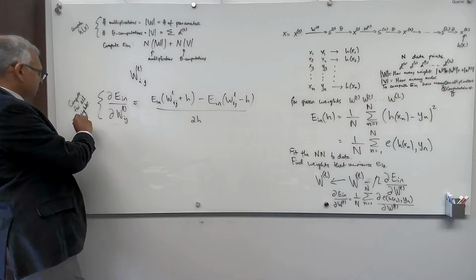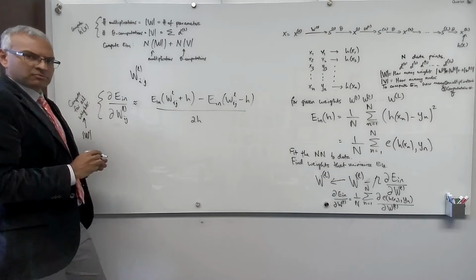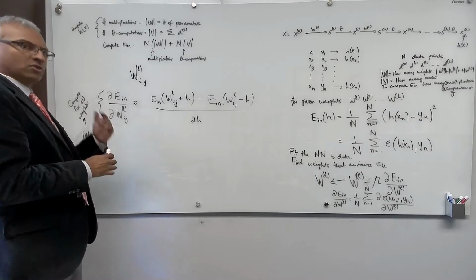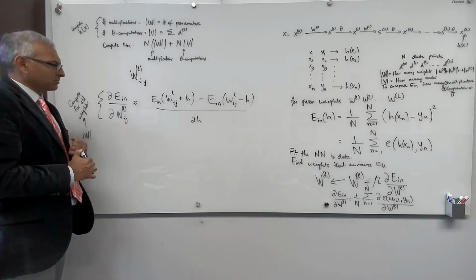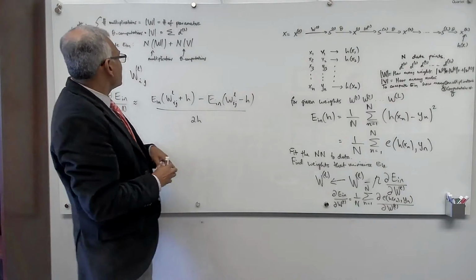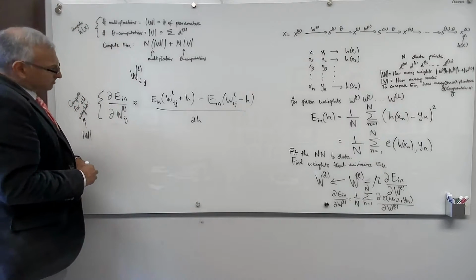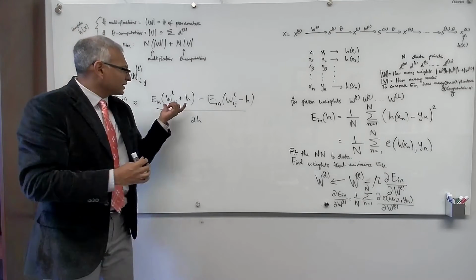Okay, so this is the size of the number of weights, the size of all the weight matrices added up together. So we need to compute this for all the weights, and let's see how long it's going to take us to compute. Well, what does this notation mean?